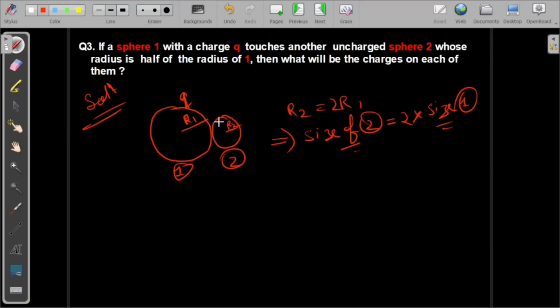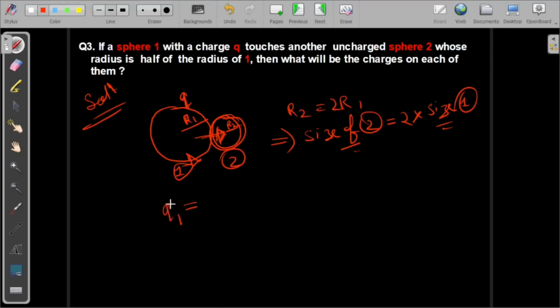Now what will happen? Once they are put in contact, charge will flow from the first sphere to the second sphere, and later the charges will get distributed uniformly. Understood? Since this first sphere is 2 times bigger than that second sphere, it will have 2 times more charge than the second one.